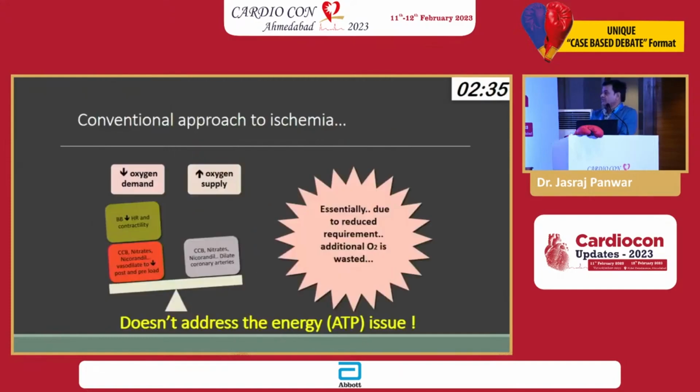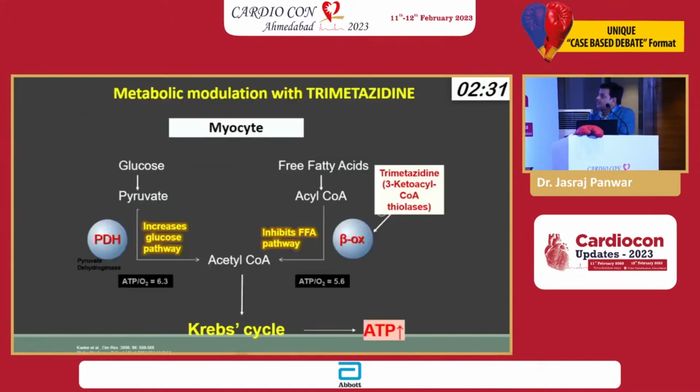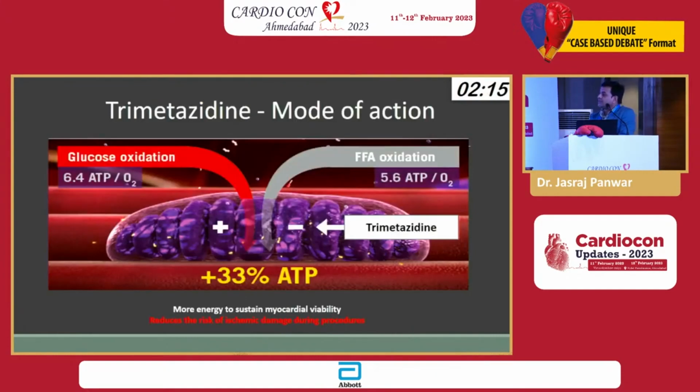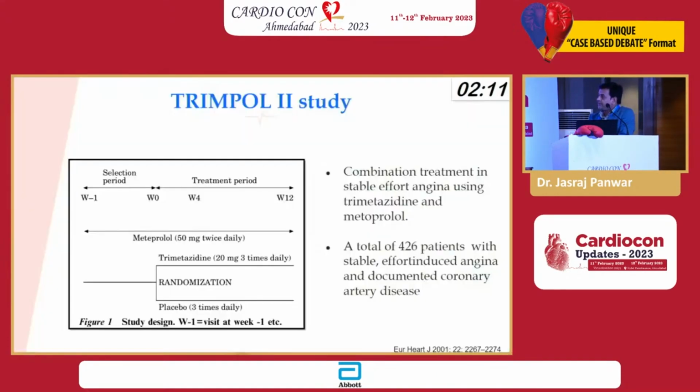So we need another molecule which addresses the energy issue. We have trimetazidine, which inhibits 3-ketoacyl coenzyme A thiolase and prevents beta oxidation, so more glucose is utilized for ATP production. We know that ATP production through glucose metabolism is a more efficient process, which gives 33% more ATP for the same amount of O2 provided.